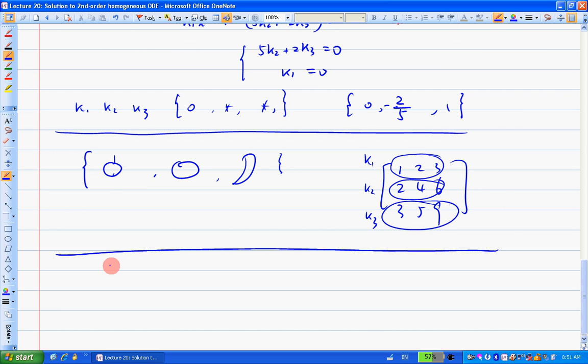Okay, so that gives us the last theorem now. We need the second theorem and the first theorem to talk about the third theorem. This theorem is basically talking about the general solution of this second order homogeneous equation.